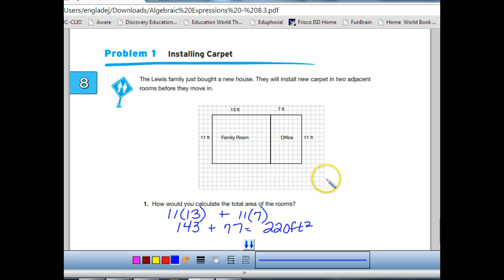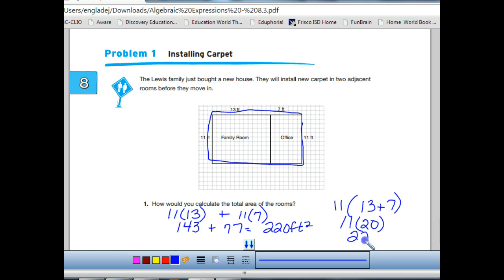Some of you might have said, well, I can find the area of this entire rectangle. And so how do I find that? Well, my width is 11, right? But what is the entire length of the 2 rooms together? I would take 13 and add 7 to it. So 13 plus 7 is 20. And then I would multiply 11 times 20 to get 220 square feet.